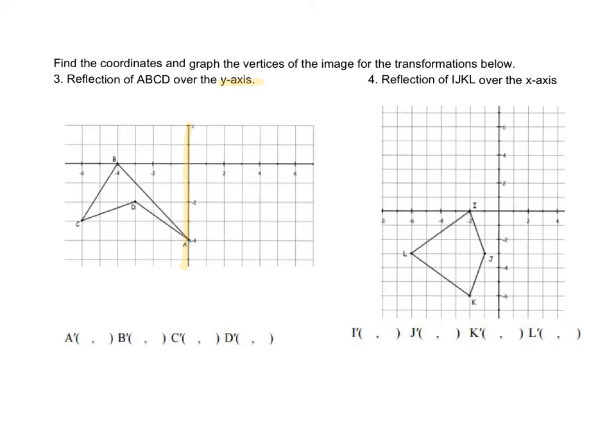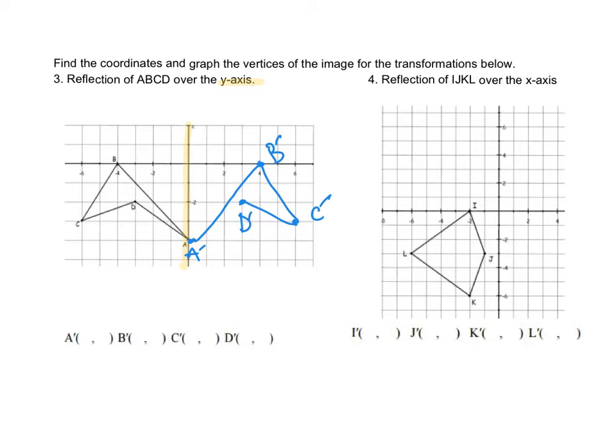So we start with A, it's on the y-axis. So our point A prime is actually going to be in the same place. B is 4 spaces away from our y-axis, so then we move 4 spaces on the other side to get B prime. C is at 6 spaces, so we move 6 spaces to get C prime. And D is 3 spaces away, so we move 3 spaces to get D prime. So if we connect those 4 points, we get our reflected image.